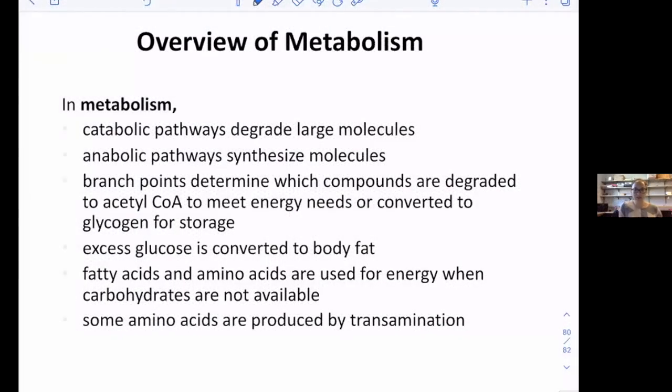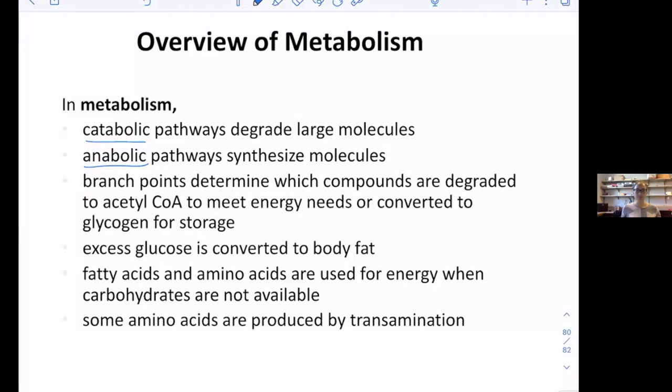Okay, so our last video for this class really is going to be an overview of metabolism. So overview of this entire chapter, just real quick. So in metabolism, we have both catabolic and anabolic pathways. So catabolic, if we remember, degrades large molecules to provide ATP. Anabolic pathways synthesize molecules using ATP.